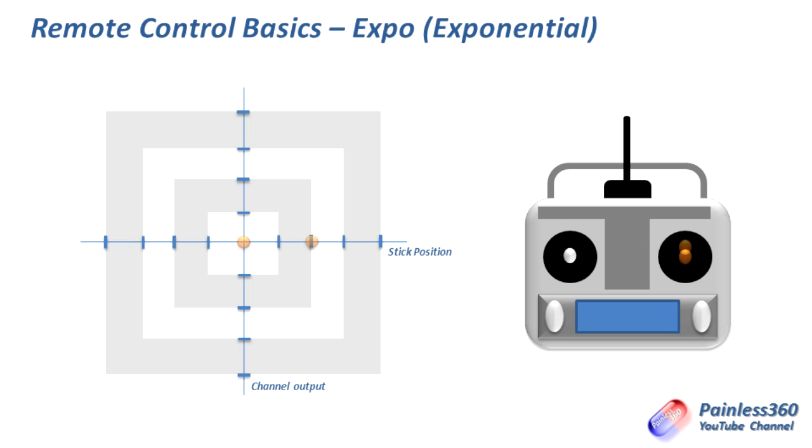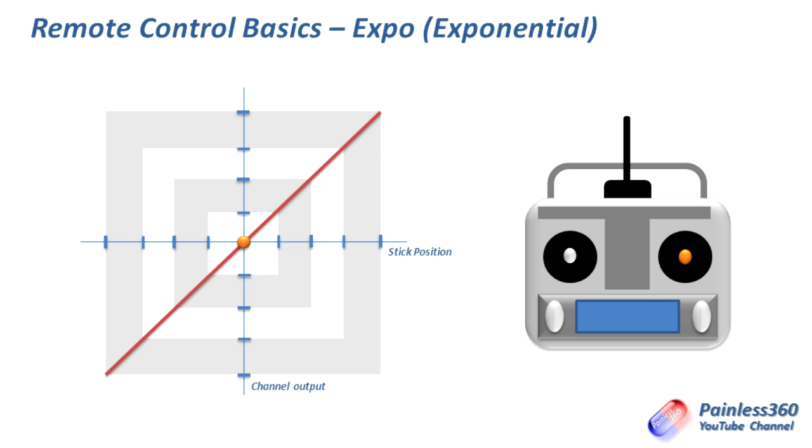So as I move the stick without any Expo, it's a direct linear correlation between where the stick is and the channel value that's sent to the receiver. So when it's at 25, 50, 75 or 100%, it's putting out 25, 50, 75 or 100% of the channel value. So there's a direct one-to-one relationship. And that's pretty easy to understand. That's what you'd expect from a remote control radio.